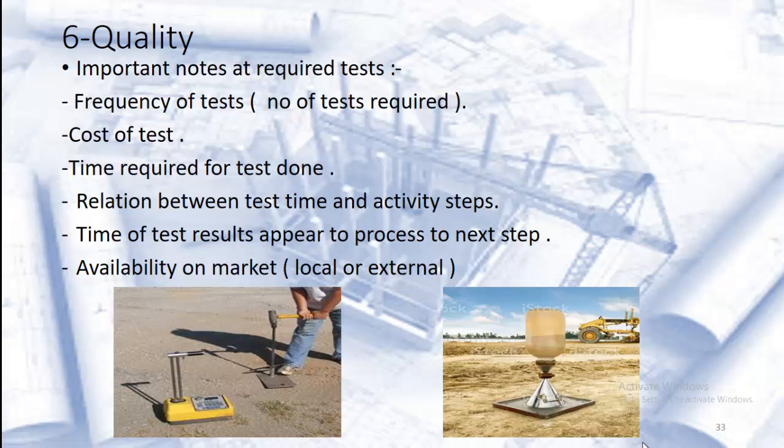Another test is the nuclear test for compaction and moisture. This gives us the result immediately. This may have an effect on the price or cost of the test, and the nuclear test may equal 2 to 3 times the cost of sand cone, but it depends on the time the results appear. Another point is availability on the market, local or external.